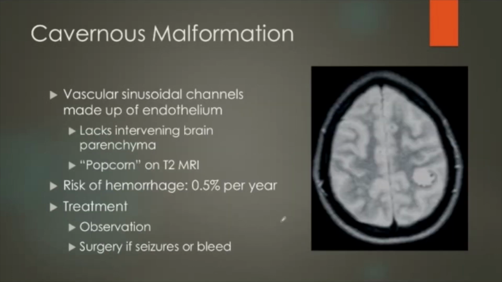Cavernous malformations are vascular sinusoidal channels made up of endothelium. They lack intervening brain parenchyma and appear as popcorn on T2 MRI scans. The risk of hemorrhage is higher than for the other malformations we've discussed. If they are not symptomatic, then they're only observed. Surgery or laser therapy is performed if they result in seizures or if they have associated hemorrhage.